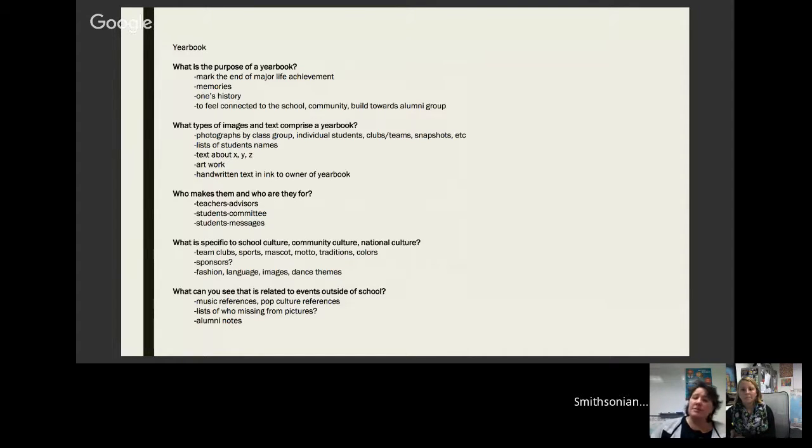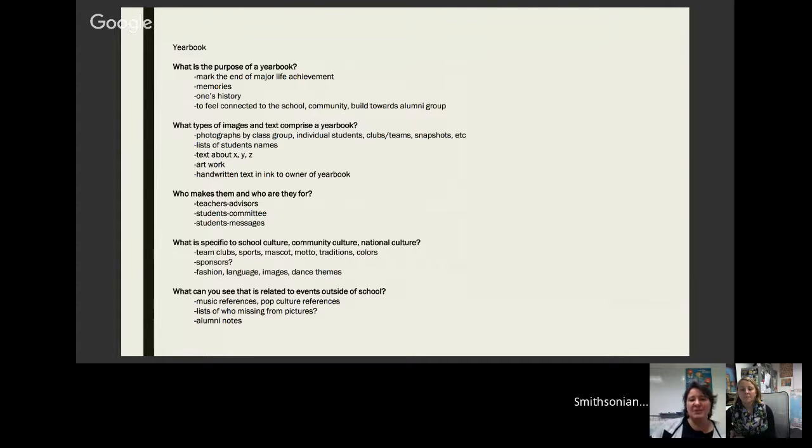What parts of it are specific to the school culture: the team sports, the mascots, the mottos, the traditions, especially if you compare them over time. It used to be who's going to be the smartest, who's the most likely to succeed. There were times when people put who's most likely to fail. So those are interesting questions as well. Is it sponsored by anybody in the community? Are there companies that are helping augment the costs of publishing and that sort of thing?